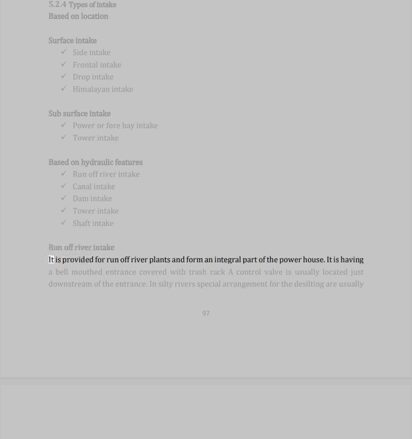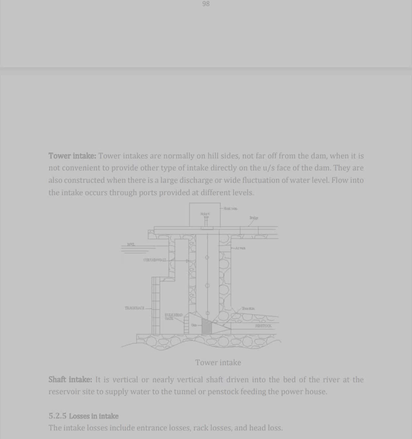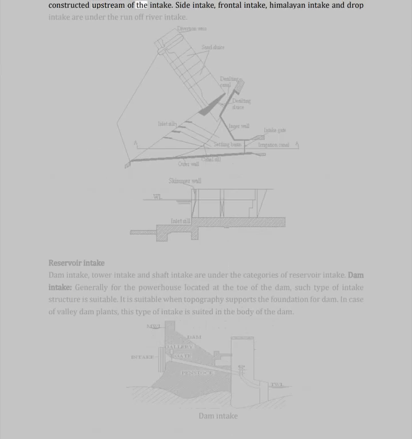Run-of-river intake. It is provided for run-of-river plants and forms an integral part of the powerhouse. It has a bell-mouthed entrance covered with trash rack. A control valve is usually located just downstream of the entrance. In silty rivers, special arrangements for desilting are usually constructed upstream of the intake. Side intake, frontal intake, Himalayan intake, and drop intake are under the run-of-river intake.